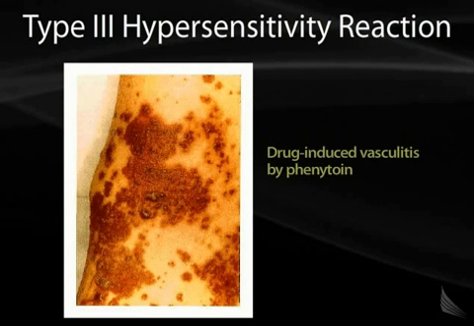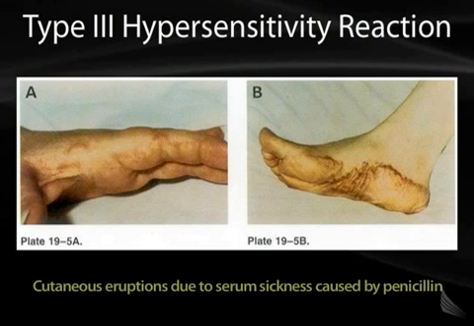Here's a picture of drug-induced vasculitis caused by phenytoin. You can see the patches on this patient with blistering here. These would be non-blanching, meaning you could push on these and they would not turn white, meaning that there are actual blood clots in these areas. And this is serum sickness caused by penicillin. You can see that this patient has sort of a stocking-glove distribution of deposition of immune deposits in the foot and the hand. You can see right here as well.